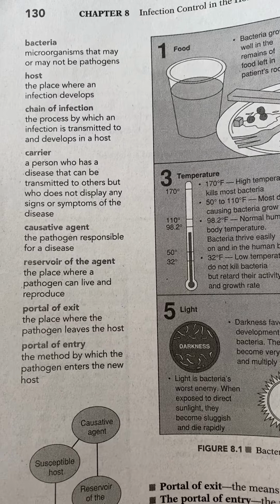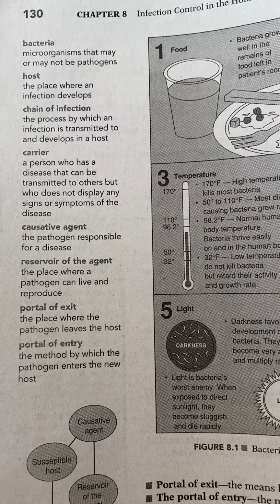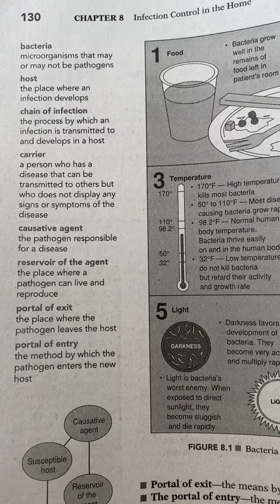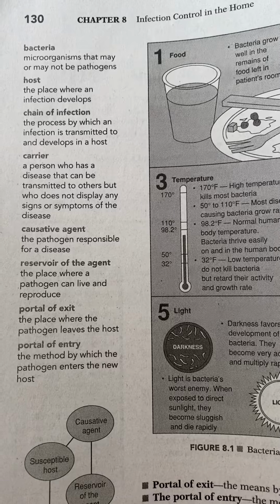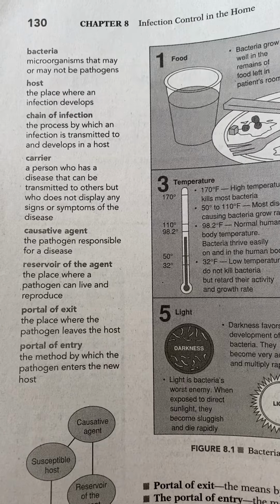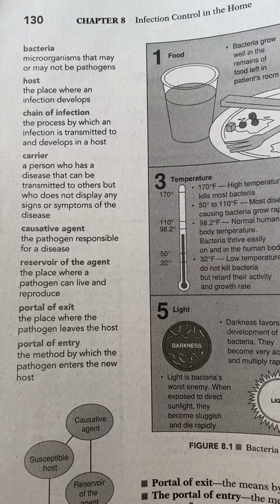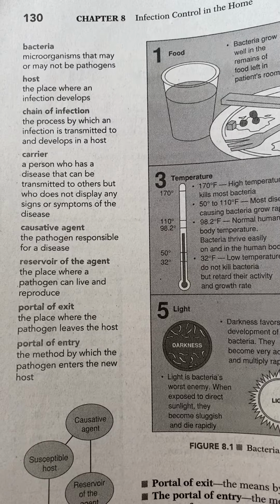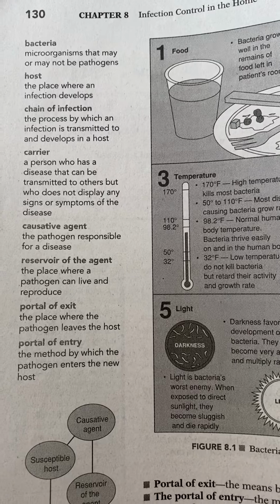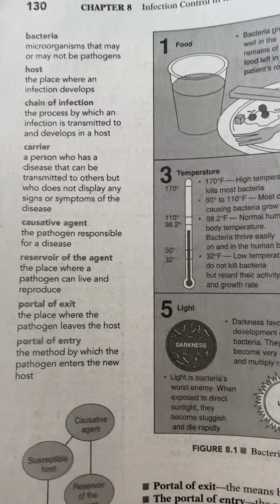Causative agent, the pathogen responsible for a disease. Reservoir of the agent, the place where a pathogen can live and reproduce. Portal of exit, the place where the pathogen leaves the host. Portal of entry, the method by which the pathogen enters the new host.